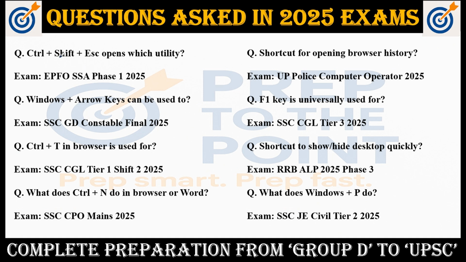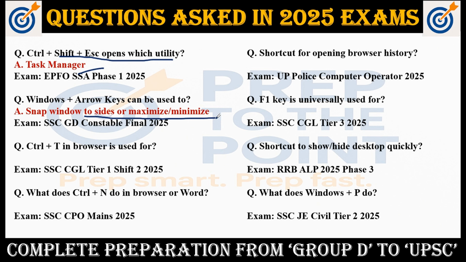Control plus Shift plus Escape opens which utility? Task Manager. Windows plus arrow keys are used to snap a window to the side or maximize and minimize. Control plus T in a browser is used to open a new tab.